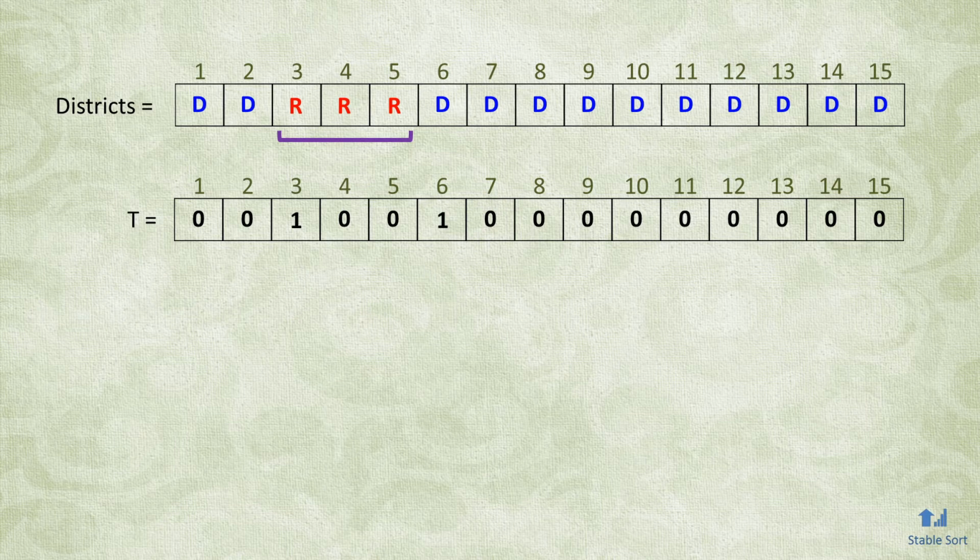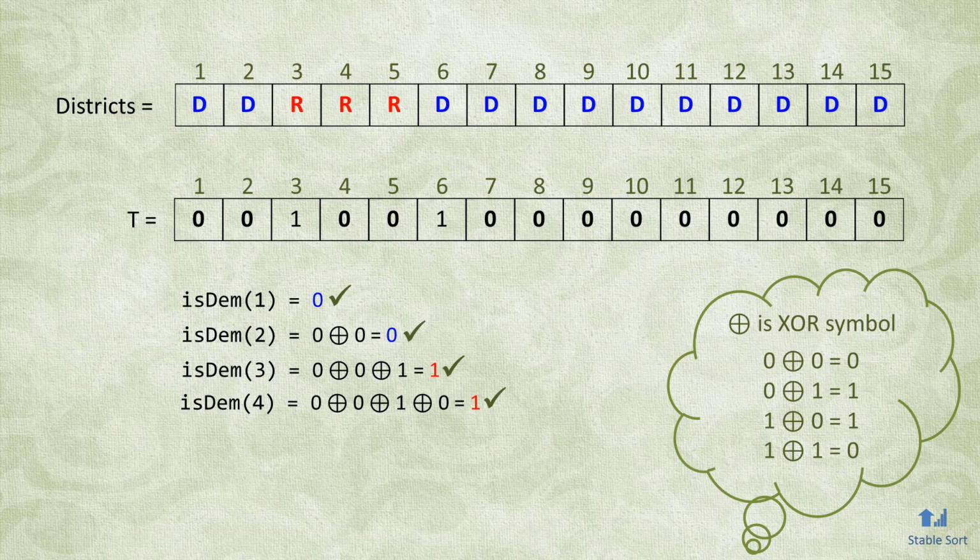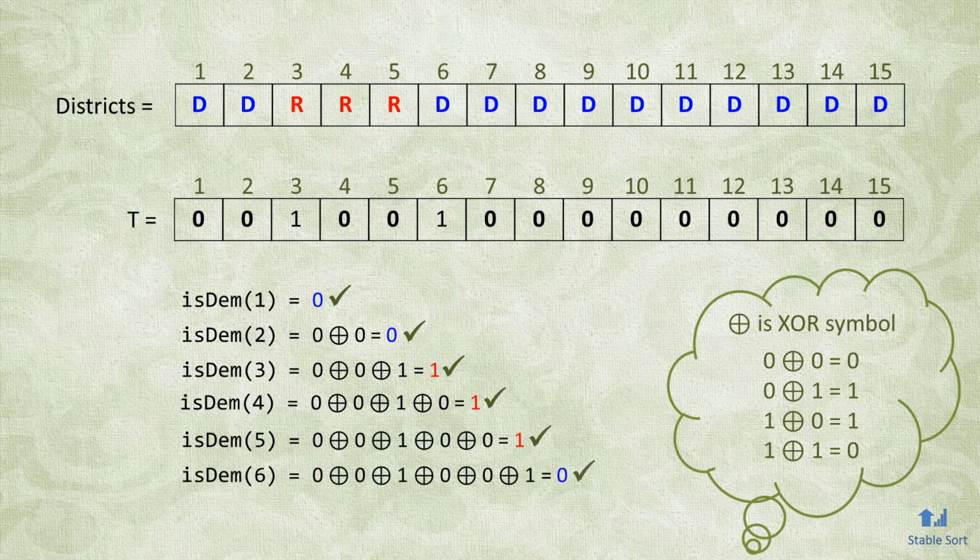The trick to solving this problem is that the way we're going to mark the boundaries isn't just setting them to 1, but rather performing an XOR operation, which toggles the value. So if it's 0, we flip it to 1, and if it's 1, we flip it to 0. Then computing a cumulative XOR from index 1 to I gives an answer to whether district I is Democratic or Republican. In this example, note how the cumulative XOR function returns 1 starting at index 3 and then switches back to 0 at index 6, matching with the table of districts.